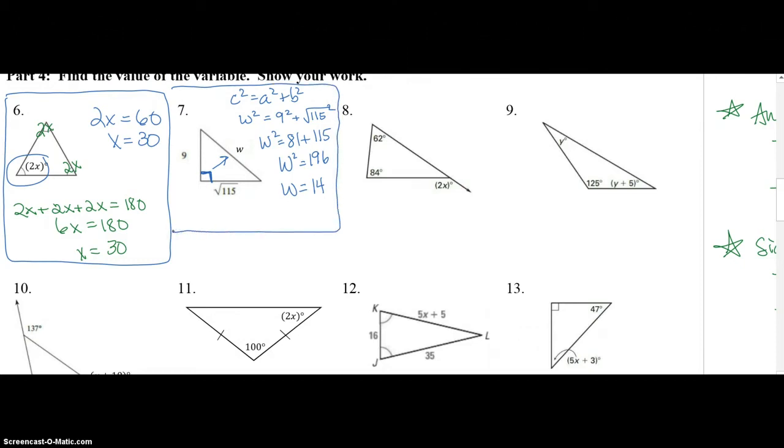Okay. Number 8. We are given angles. Now if they are all inside angles, then they all add up to 180 degrees. However, these are not inside angles. We only have 2 inside angles and 1 outside. But we do know that the 2 interior together equal the exterior. So 62 plus 84 equals 2x. So here we get 146 equals 2x, and if you divide, you get x equals 73.